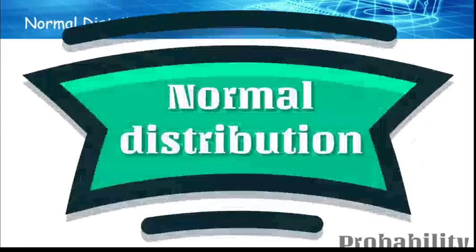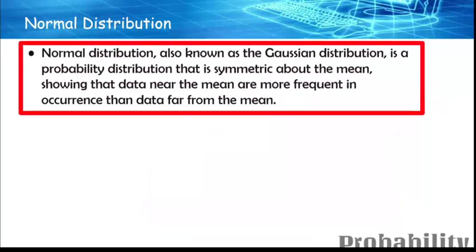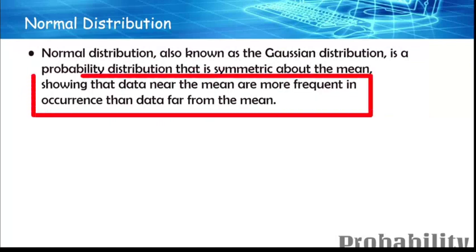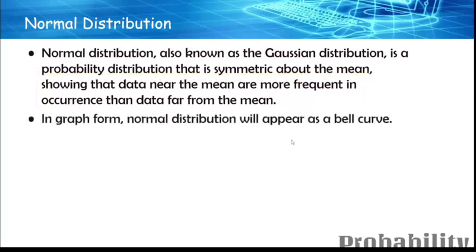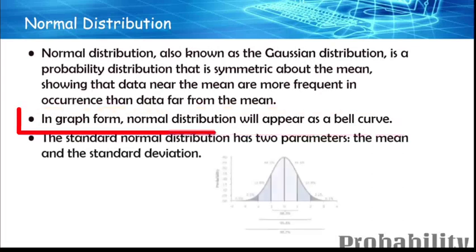Next we have normal distribution, the last one we will be discussing. It is most commonly known as Gaussian distribution or normal distribution. It is a probability distribution that is symmetric about its mean. We had already seen such a data set in a graphical representation, showing that data near the mean are more frequent in occurrence than data far from the mean. I had already discussed the bell curve, so that is what happens here.